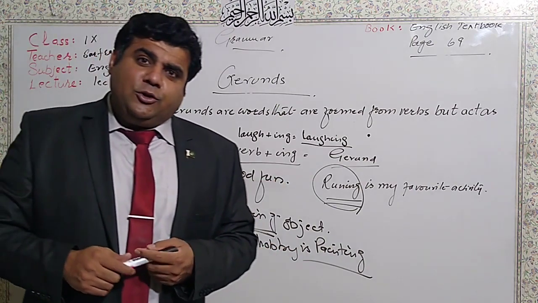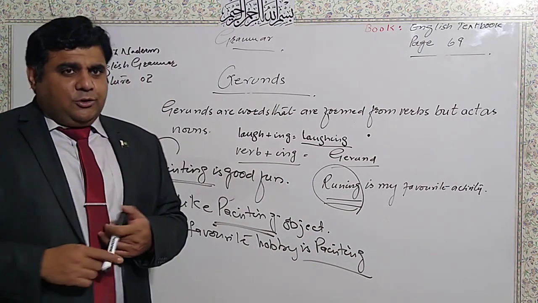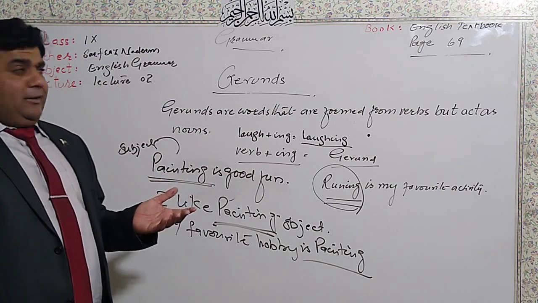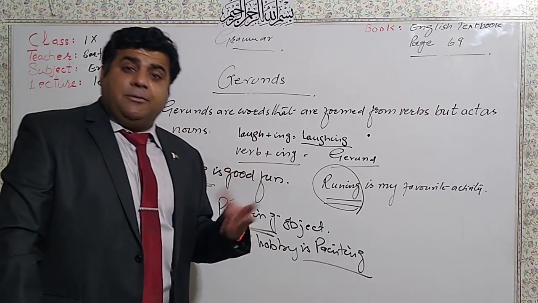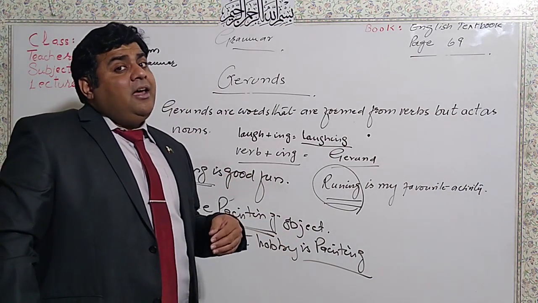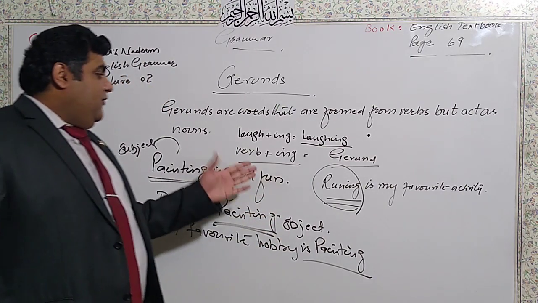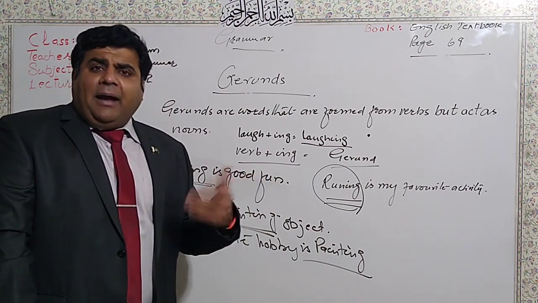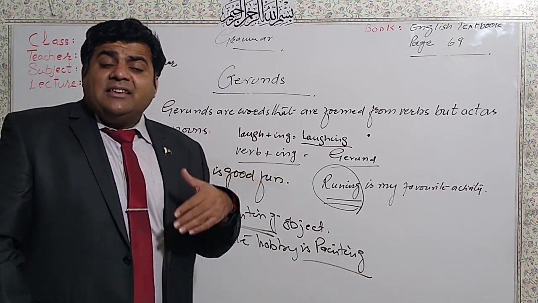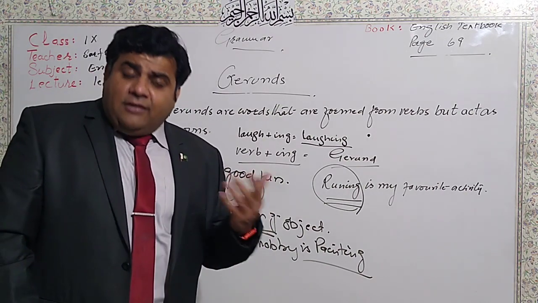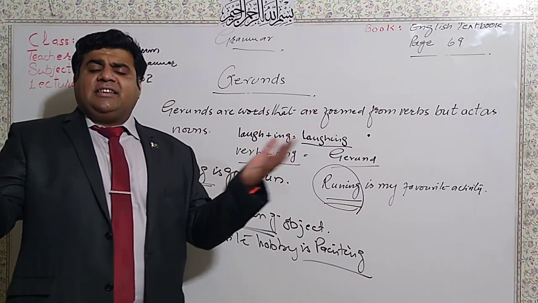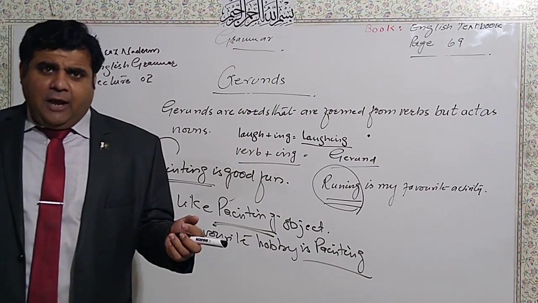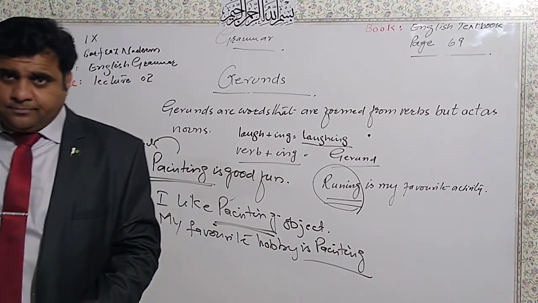So dear students, gerunds work as a subject or an object, and you can make more sentences. Definitely, because as you know, practice makes a man perfect. So if you are at home, you have plenty of time, you are supposed to practice at home. You can make gerunds as a subject. You can make gerunds as an object. For example, painting is good fun. I love painting. I like painting. Swimming is the best exercise. I love swimming. Such sentences you can make at home, because you have plenty of time.